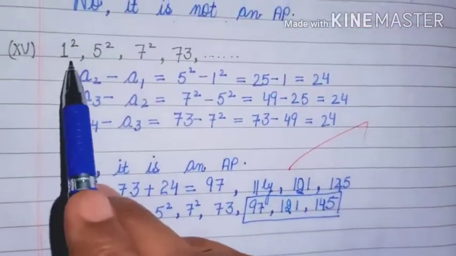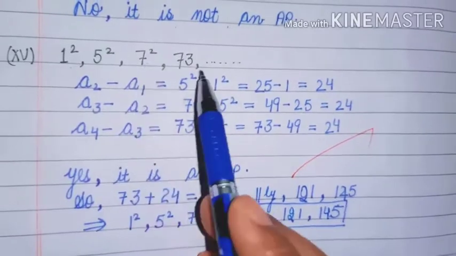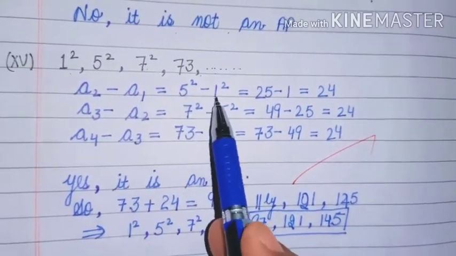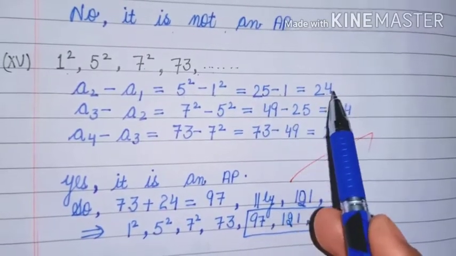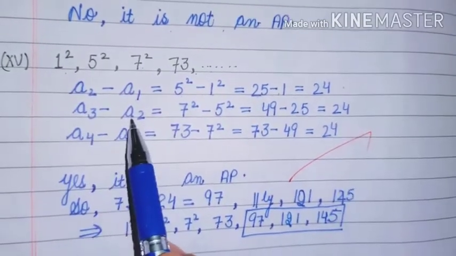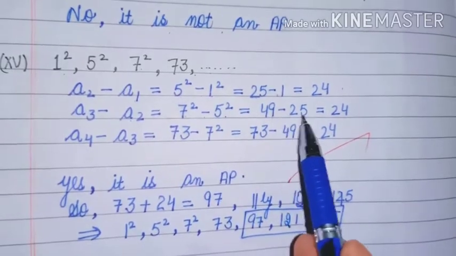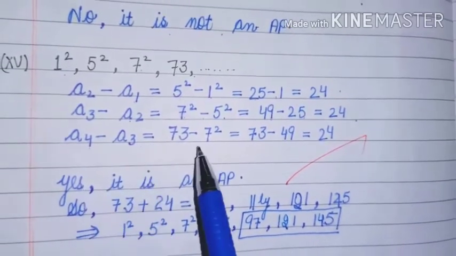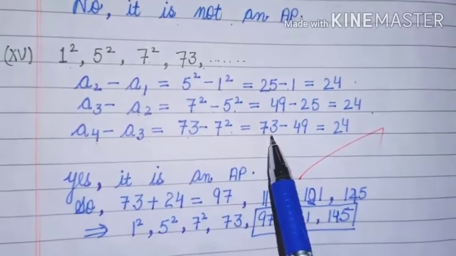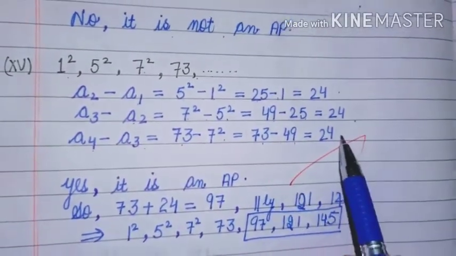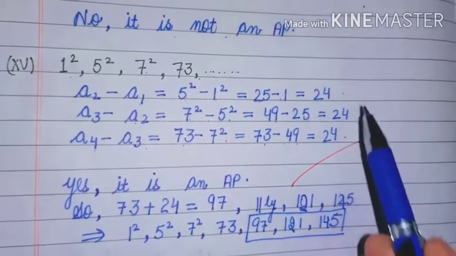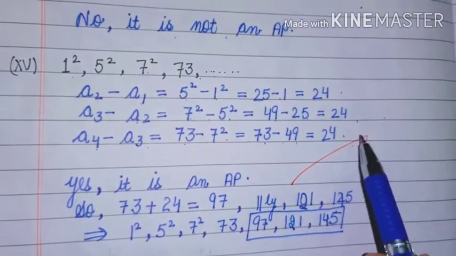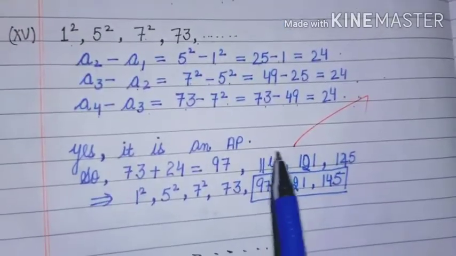Last part, beta, 1 square, 5 square, 7 square and 73. So here, beta, A2 minus A1, that is 5 square minus 1, this is 25 minus 1, it is 24. A3 minus A2, 7 square minus 5 square, 49 minus 25, it is again 24. And A4 minus A3, that is 73 minus 7 square, it is 73 minus 49, again it is 24, beta. So in all the cases you will get D as 24. So the common difference is same, you can say it is an AP.